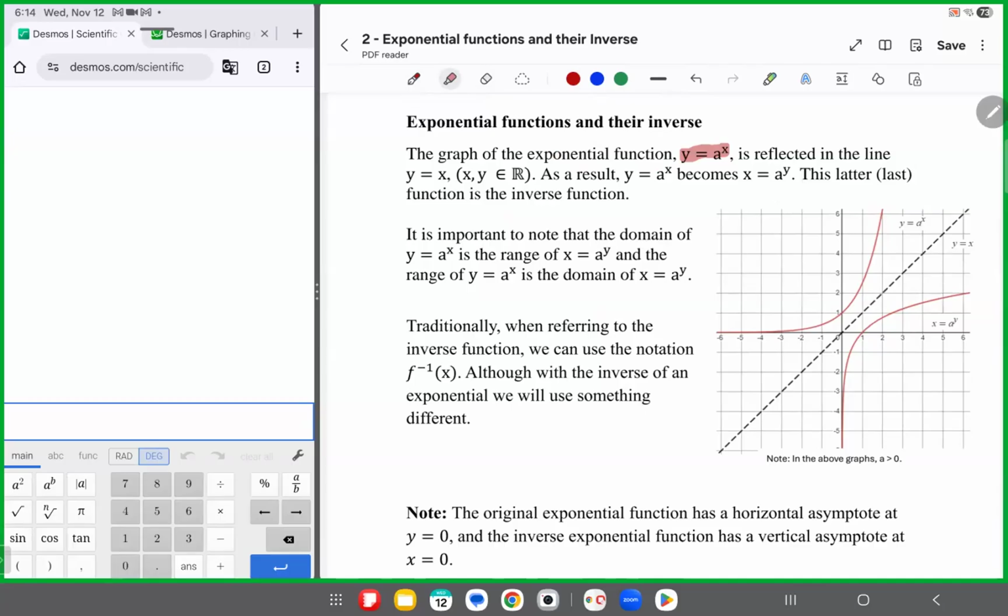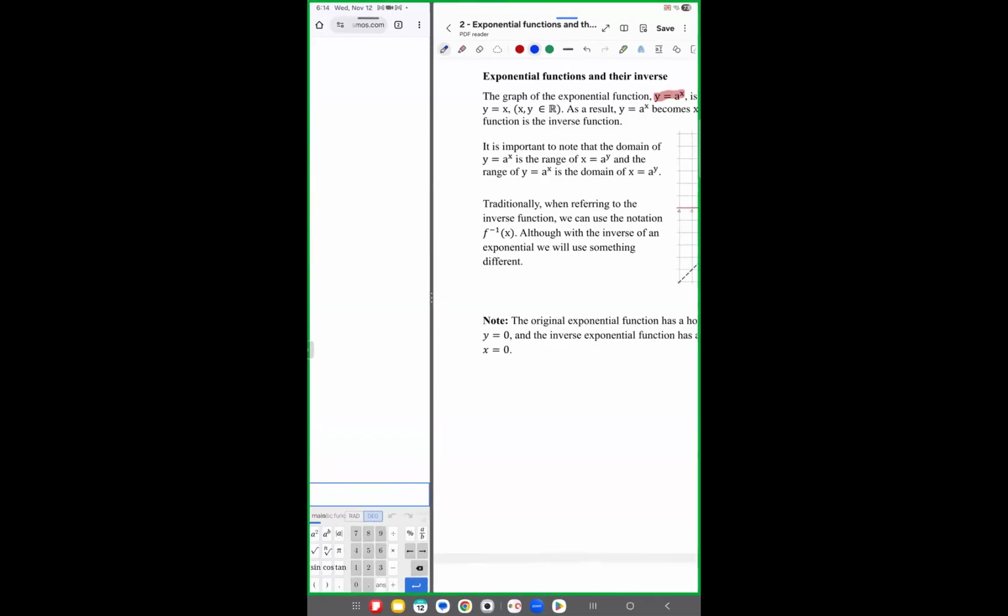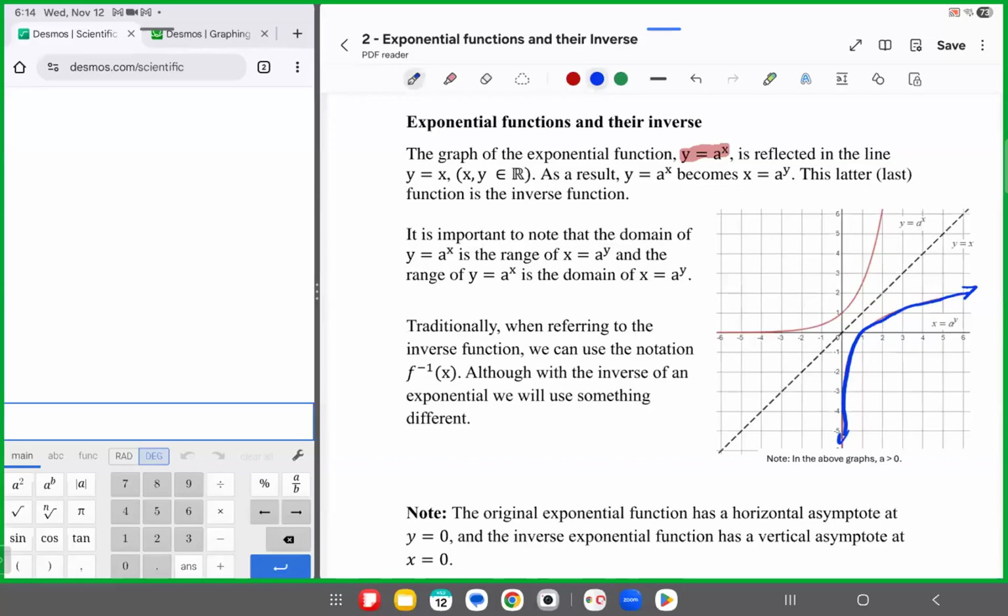This latter function is what we denote as the inverse. Okay, so if you notice here, and I'll highlight this, the red function, this y is equal to a to the power of x, will be reflected and become this blue function, x is equal to a to the power of y. And this is what we're interested in, the study of this blue function and its various properties.